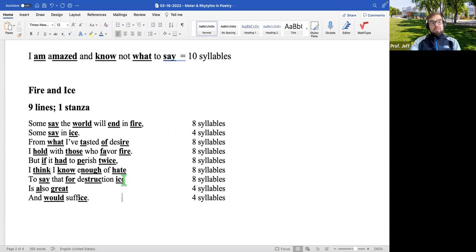So again, I'll read through it one more time, and maybe when you look at the stresses, it'll help you see. This is Fire and Ice by Robert Frost. Some say the world will end in fire, some say in ice. From what I've tasted of desire, I hold with those who favor fire. But if it had to perish twice, I think I know enough of hate to say that for destruction, ice is also great and would suffice.